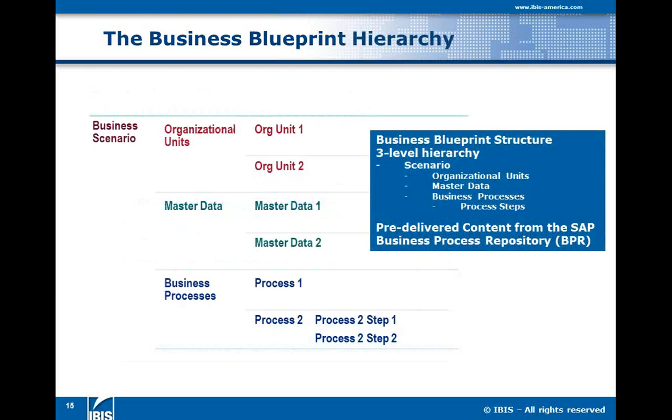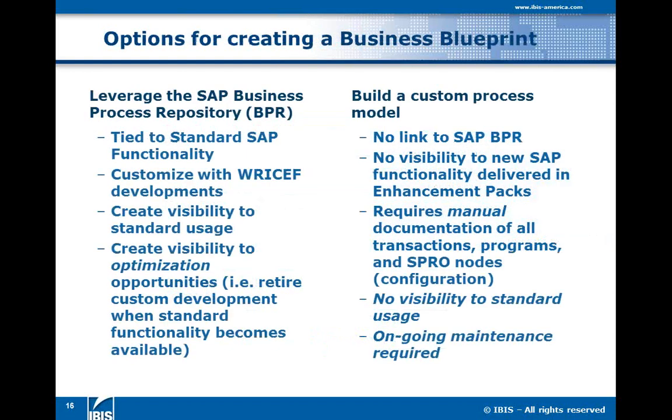Now, when you're building your blueprint, there's 3 levels that you can build against: the scenario level, and then the process and process steps. And then there's also placeholders for organizational units and master data. And this process structure, this hierarchy, is delivered by SAP from what they call their Business Process Repository, or BPR. Now, if you decide to leverage that BPR, then there's a number of benefits that you're going to have by leveraging it.